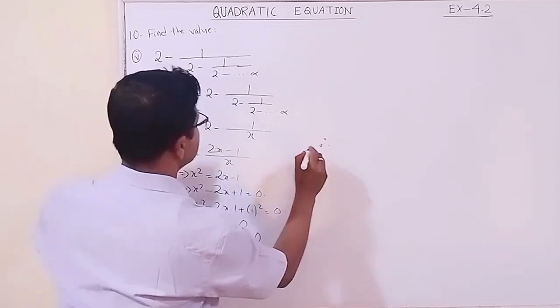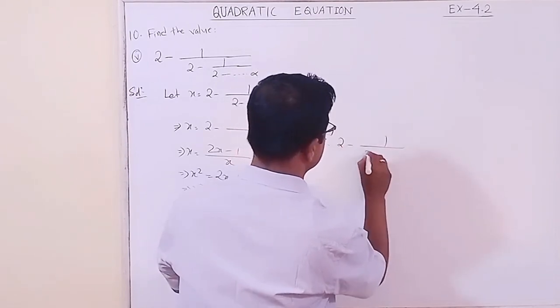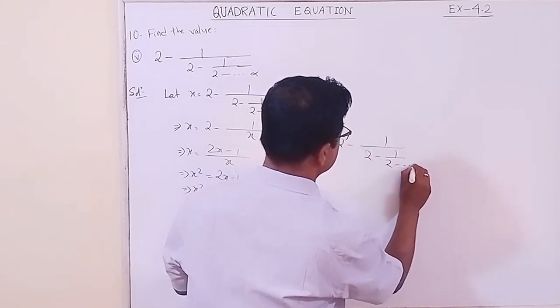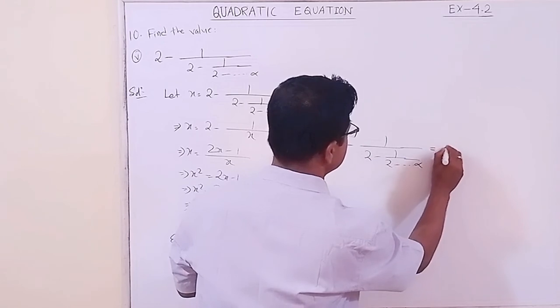Therefore, the value of 2 minus 1 by 2 minus 1 by 2 minus dot dot dot up to infinity is 1.